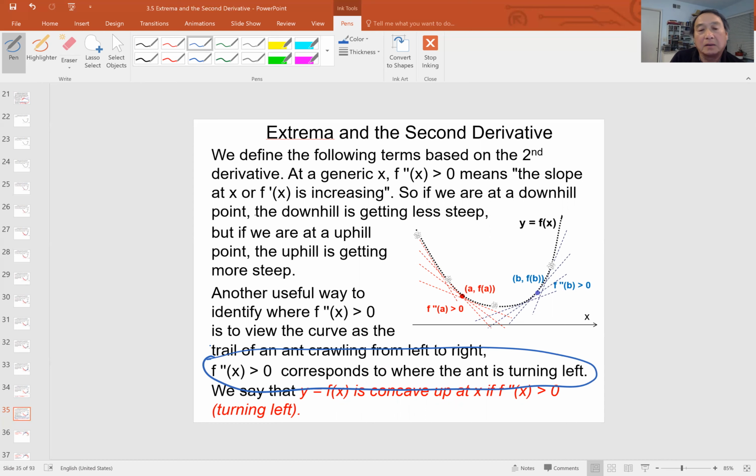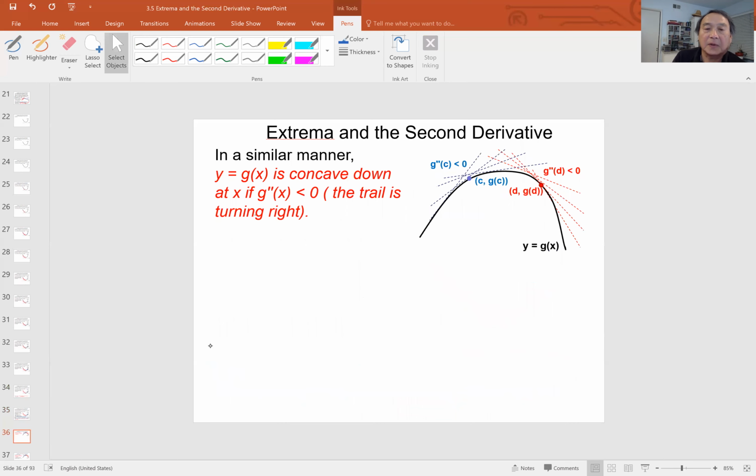Then you have the other definition, concave down, where the second derivative is negative. That's when the ant crawls along this stretch. This is not the roller coaster anymore, we're talking about a bug looking from the top, and as the bug crawls along this stretch, its second derivative is going to be negative. Why? Because the derivative is getting less and less.